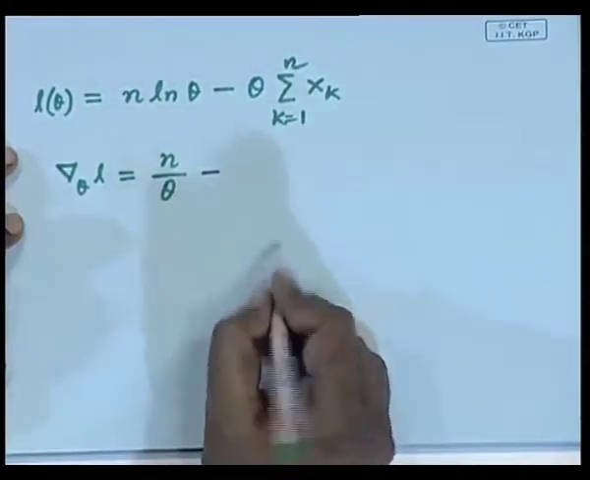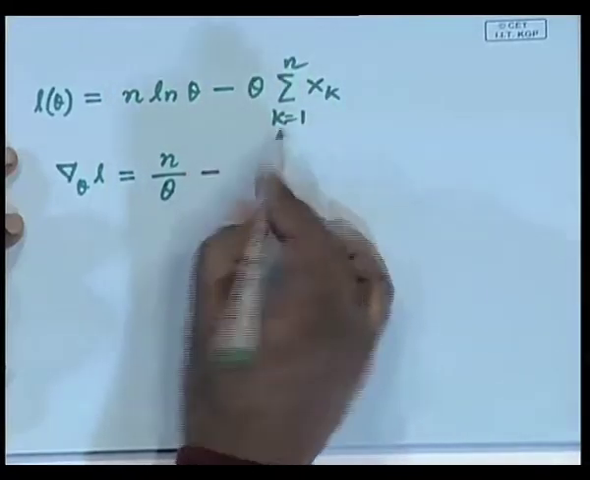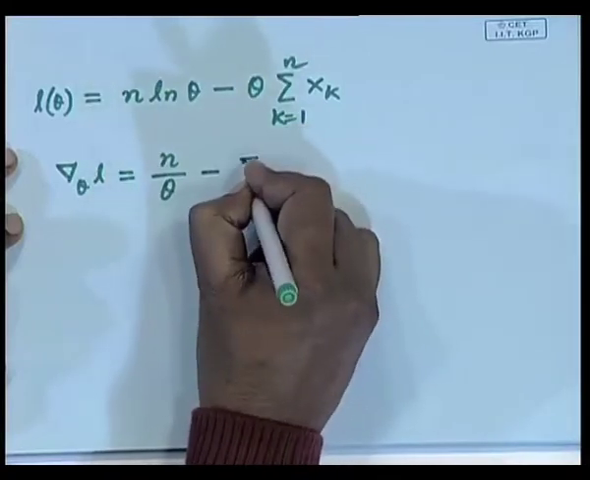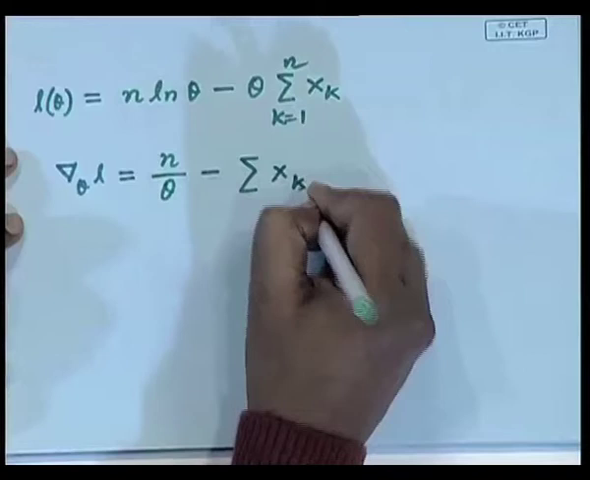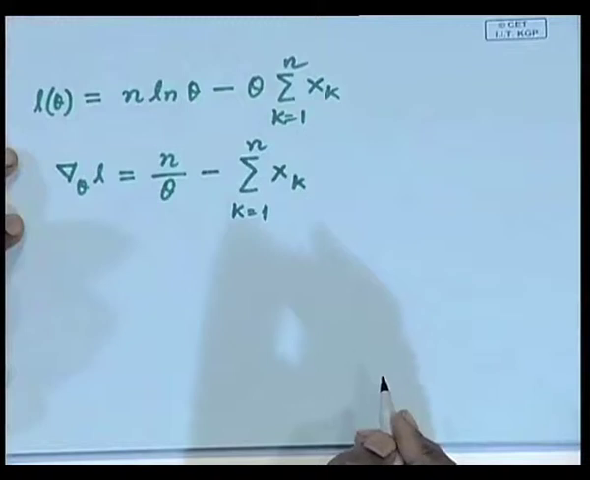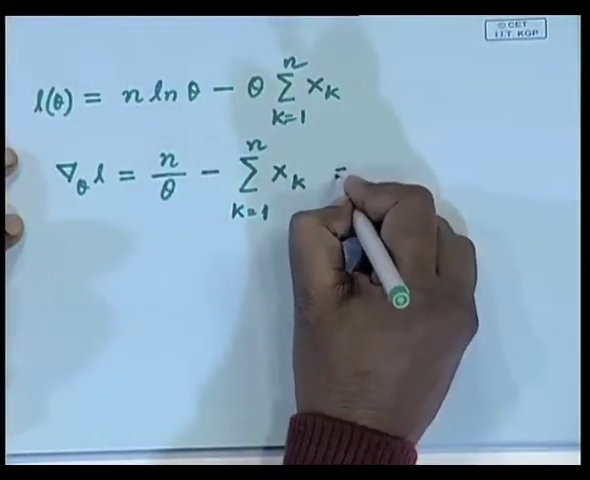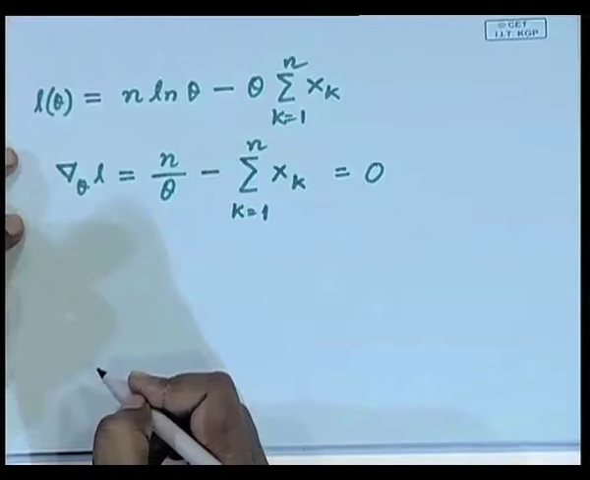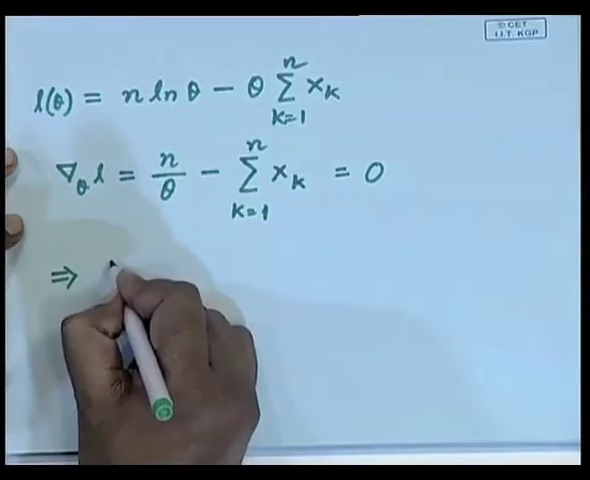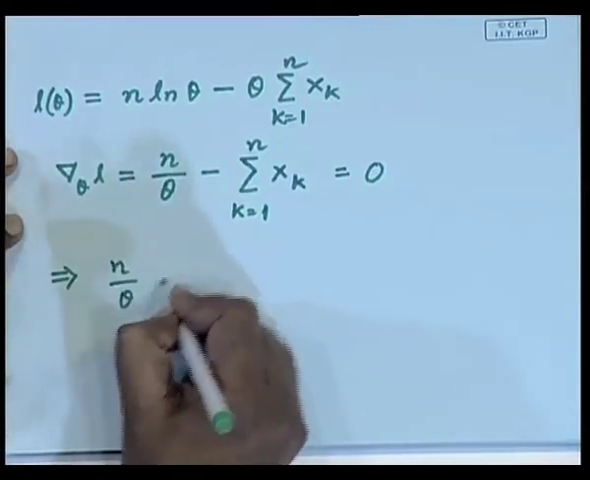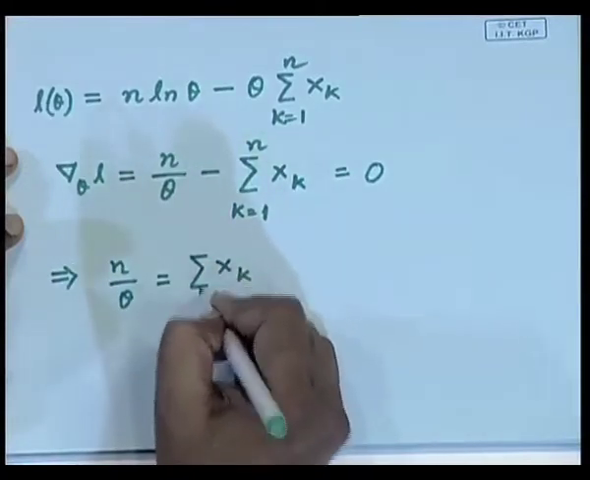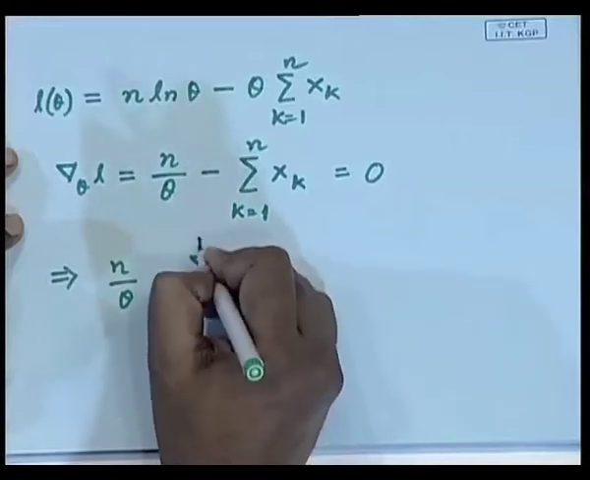minus, if I differentiate this term with respect to theta, this theta goes away. So, I simply have summation of x k. So, it becomes sum of x k, where k varies from 1 to n, and I have to equate that to 0. So, when you equate this to 0, you simply get n upon theta is equal to sum of x k varying from 1 to n.